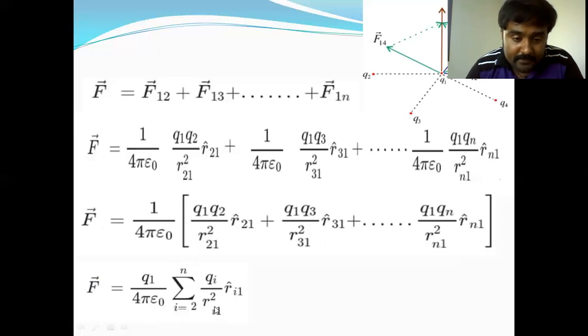Suppose we substitute the i value: if i is equal to 2, then we get the first term, Q1 Q2 divided by R21 square into R21 cap. If i is equal to 3, we get the second term. If i is equal to n, we get the nth term. So this is the mathematical expression for the resultant force, the net force acting on one particular point charge due to multiple point charges, a group of point charges.